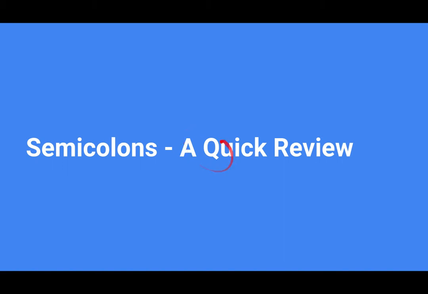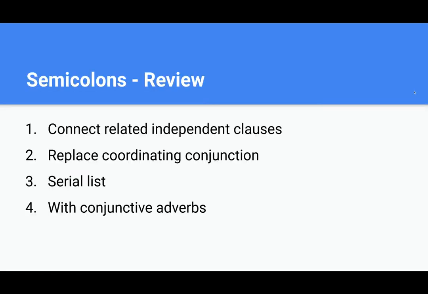So, this is a semicolons quick review. All right, so with semicolons, there are four main uses. In class, we mostly focused on three of them. Serial list, I mentioned it, but we didn't really go over it in too much detail. I'll go over that with you now because it's on your worksheet. So the four are: number one, you use semicolons to connect related independent clauses.